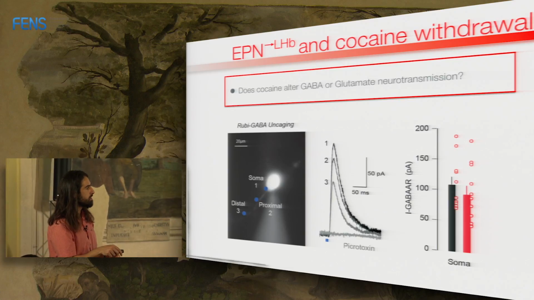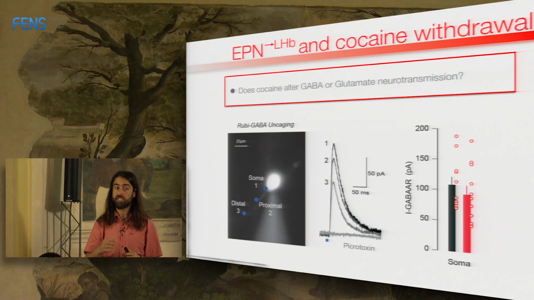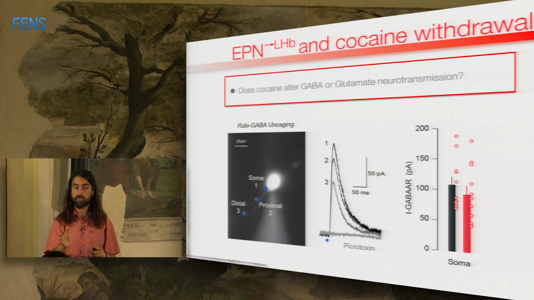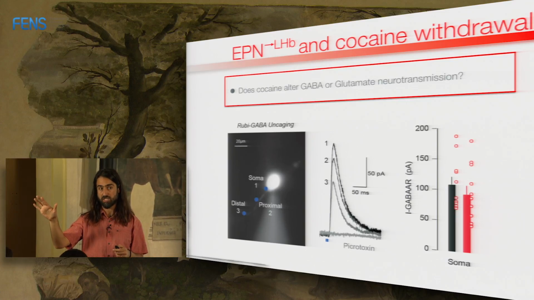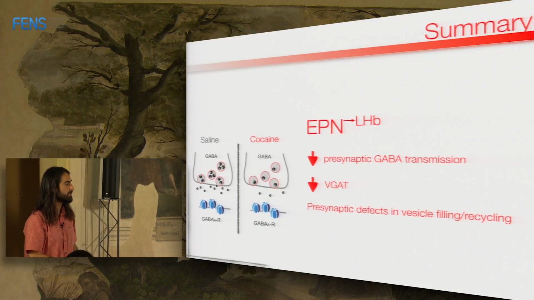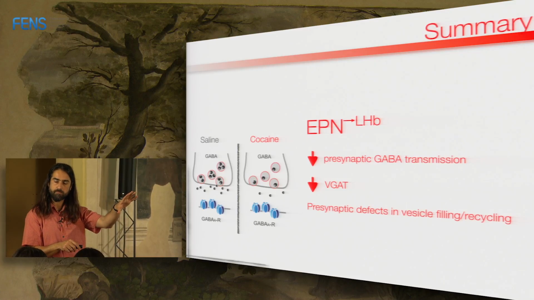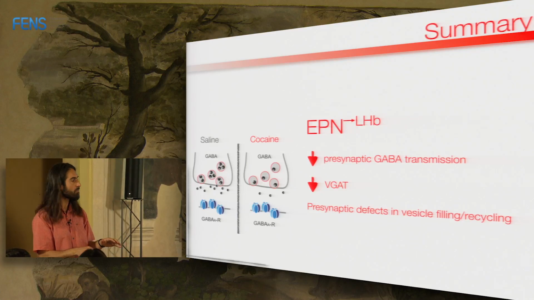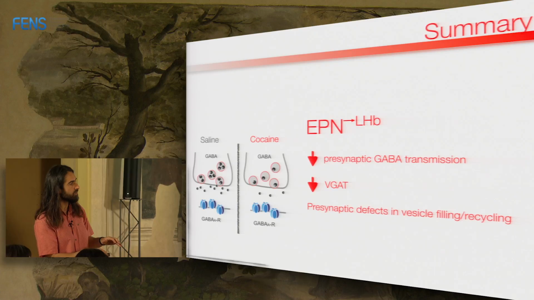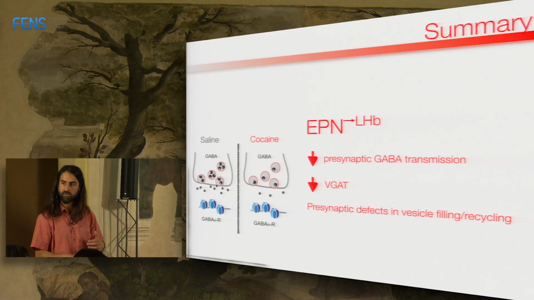What we see here is that I'm showing you only the somata, but the same is valid for the proximal and the distal. Between cocaine and saline, there is never a significant change in amplitude. So this, together with the immunohistochemistry, argues for no postsynaptic changes at the GABA-A level, but rather a purely presynaptic change, given the VGAT modification that we detect. So, in summary, what I've shown you here is that at the EPN to LHb synapse, we have a decrease in GABA transmission, but no modification at the glutamate level. And this presynaptic GABA transmission decrease relies on a decrease in the vesicular GABA transporter. So we claim the existence of a presynaptic defect in vesicle filling and recycling.